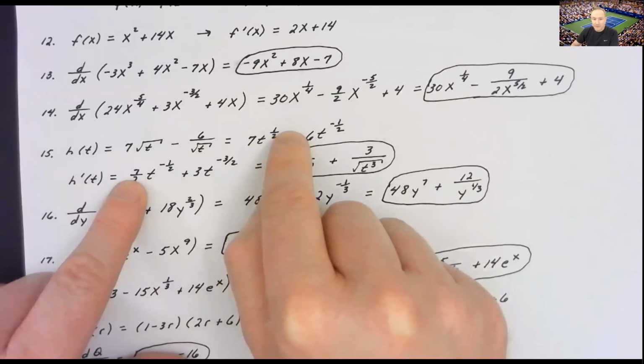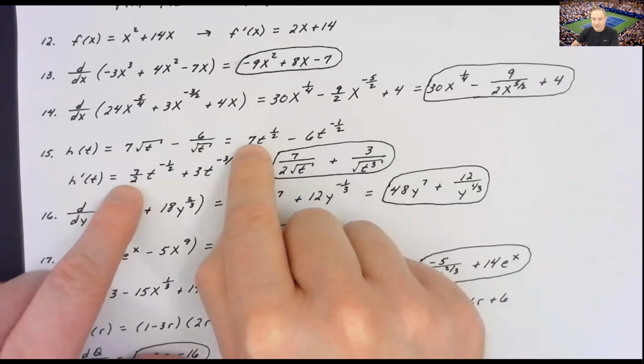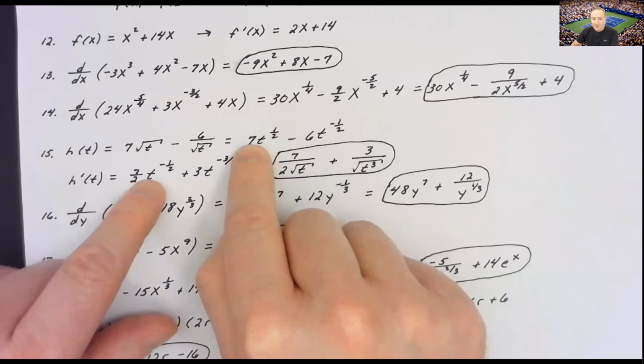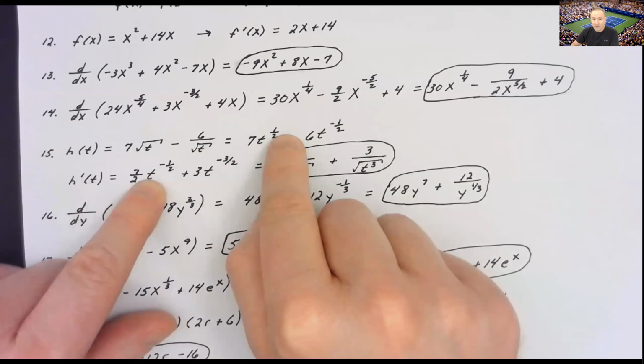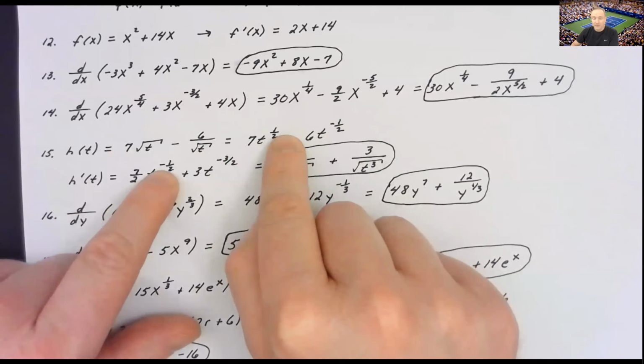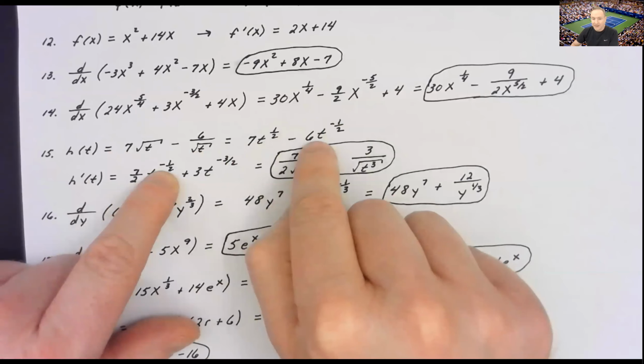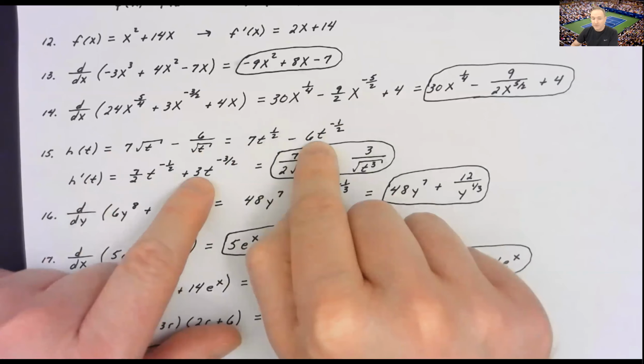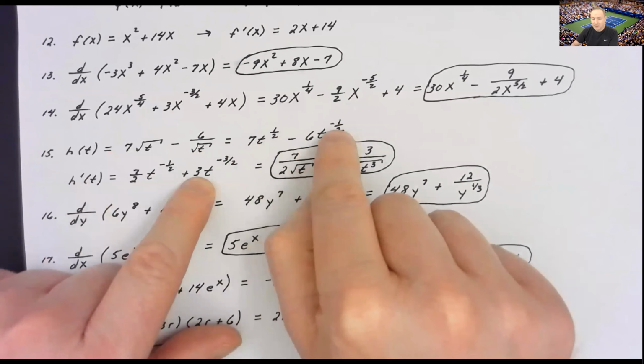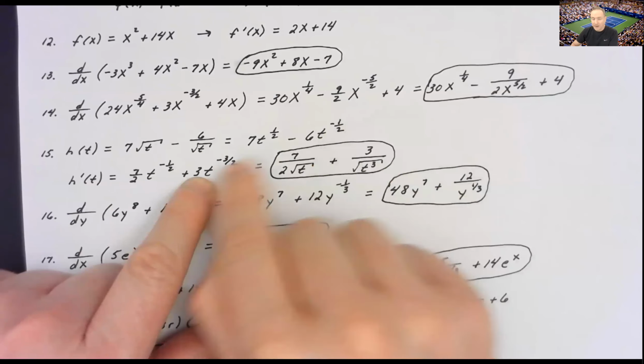When I take the derivative, the 1/2 comes down, multiplies the 7. I get 7 over 2. T to the 1/2 minus 1 power, that's the negative 1/2 power. My next term, negative 1/2 multiplies negative 6. That would give me positive 3, and then t to the negative 1/2 minus 1 power gives me the negative 3 over 2 power.